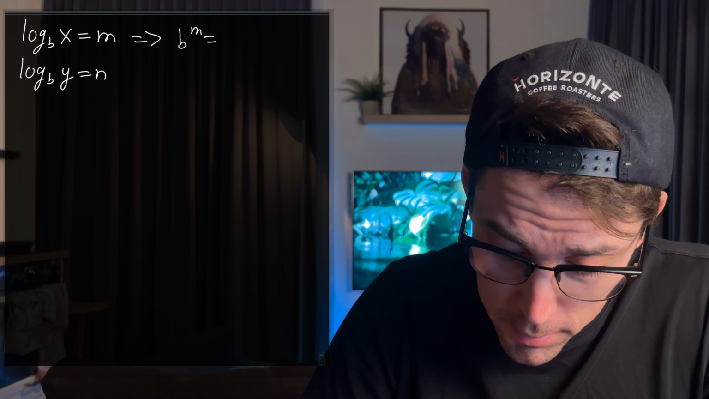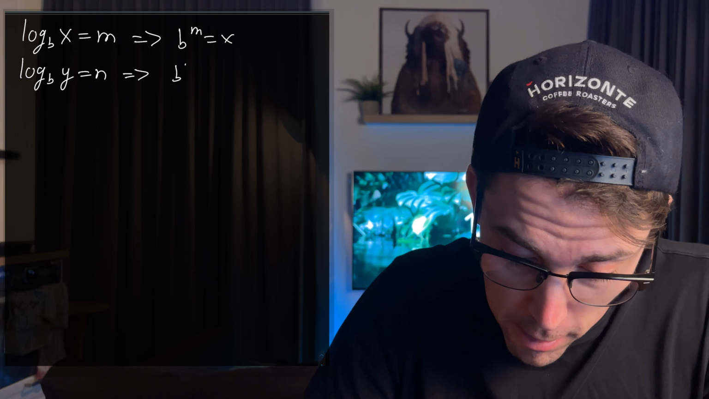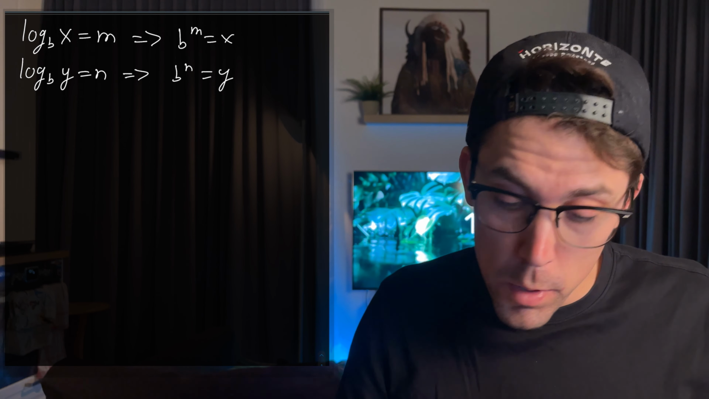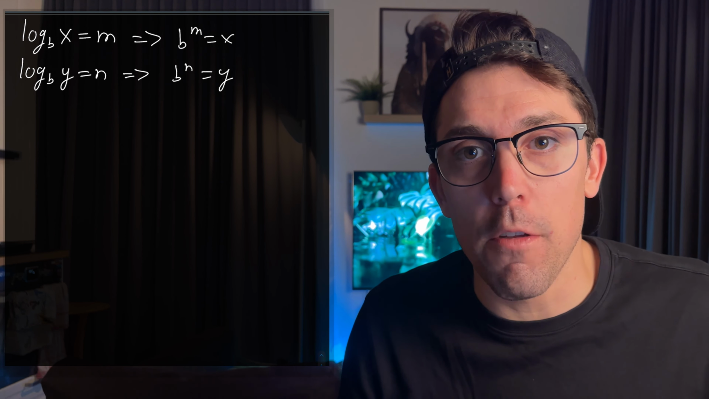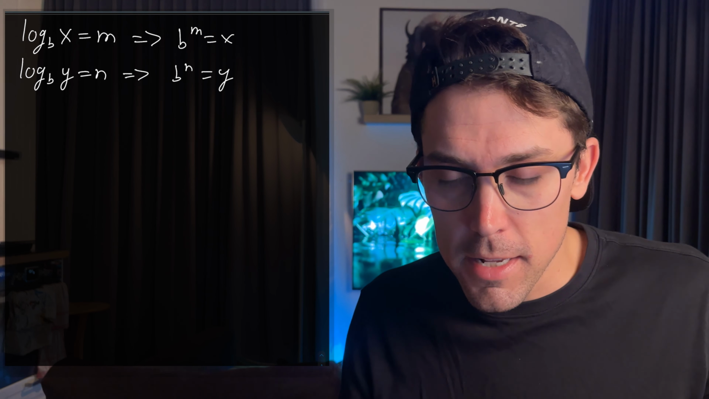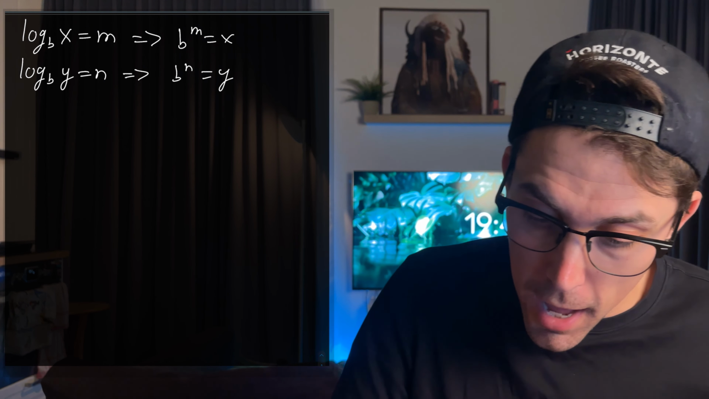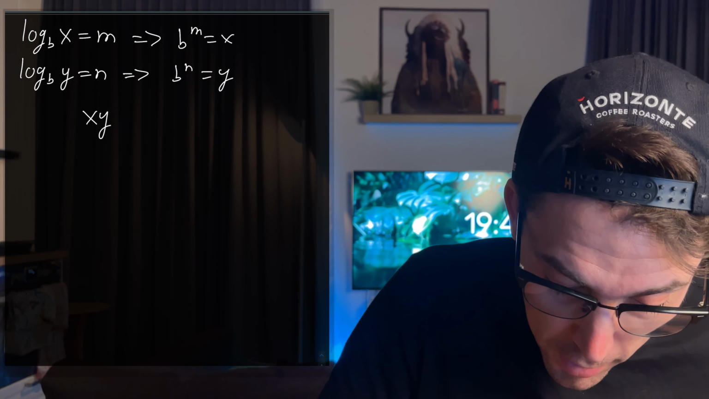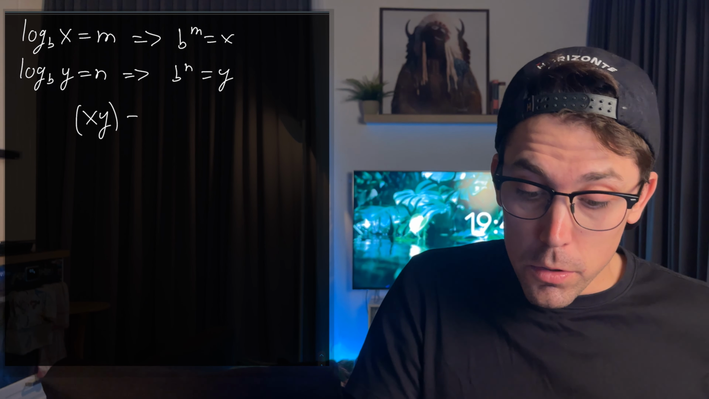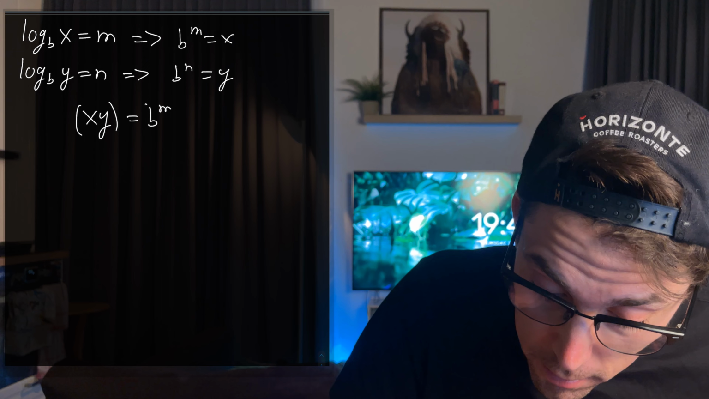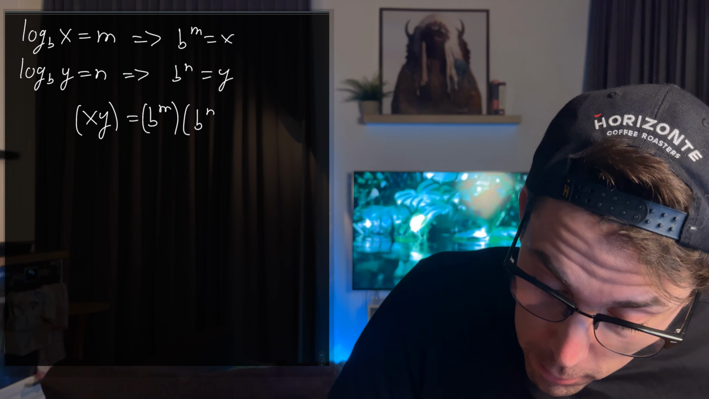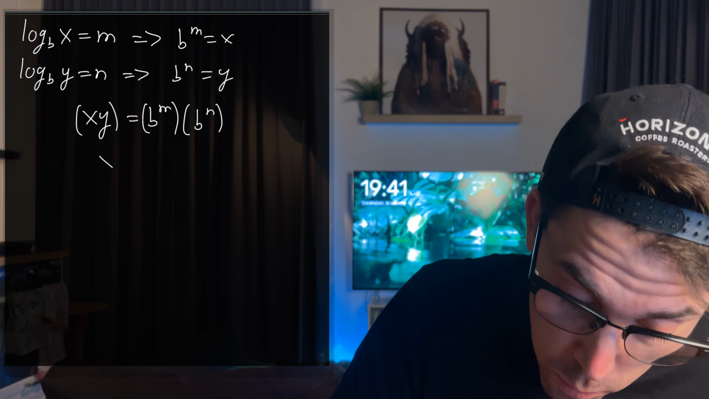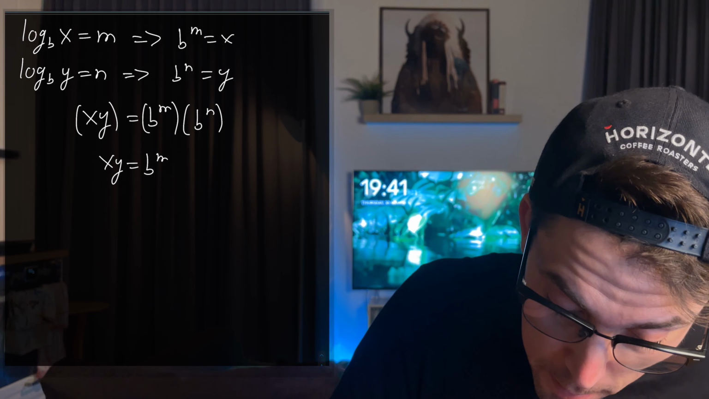b to the power of m equals x, and b to the power of n is going to equal y. All right, so now that we have that set up, what we can do is multiply them together because, again, this is the product rule, so it makes sense that we're going to be taking the product of something. So I'm going to say x times y, okay? And let's think about what that equals. x was b to the power of m, and y was just b to the power of n. And so what that would mean is that xy would be equal to b to the power of m plus n.